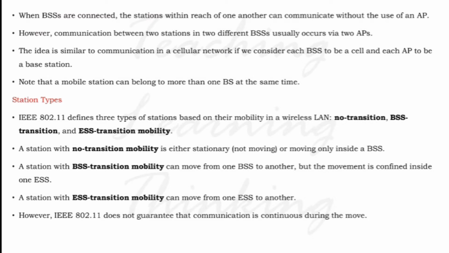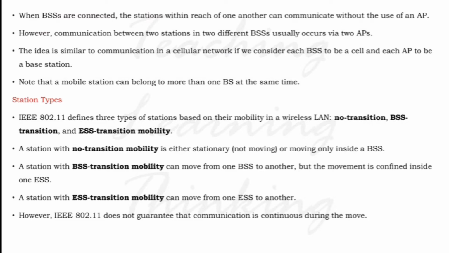The idea is similar to the communication in a cellular network. If we consider each BSS to be a cell and each AP to be a base station, note that the mobile station can belong to more than one BSS at the same time. So we have the different station types.